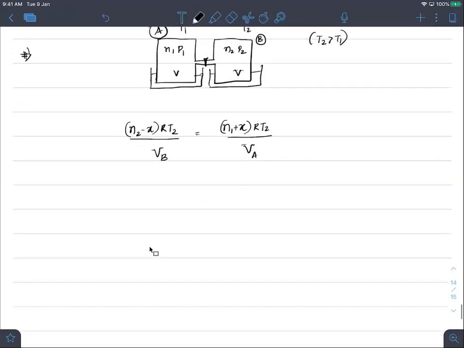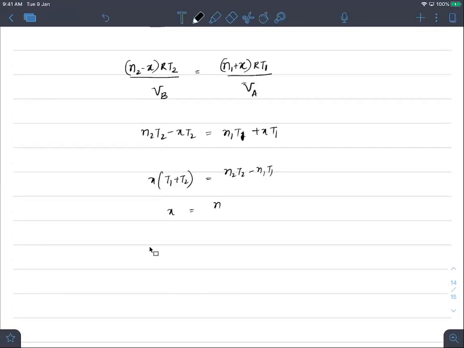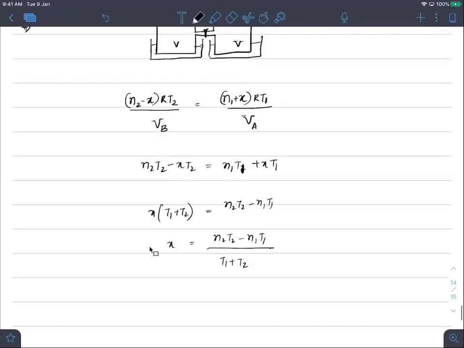So from here, we can say that N2 T2 minus X T2 is equal to N1 T1, sorry, this is N1 T1, plus X T1. So from here, if I take X common, T1 plus T2, that will be N2 T2 minus N1 T1. So X will be equal to N2 T2 minus N1 T1 divided by T1 plus T2. So if you substitute this value in here, you should be able to get the pressure.